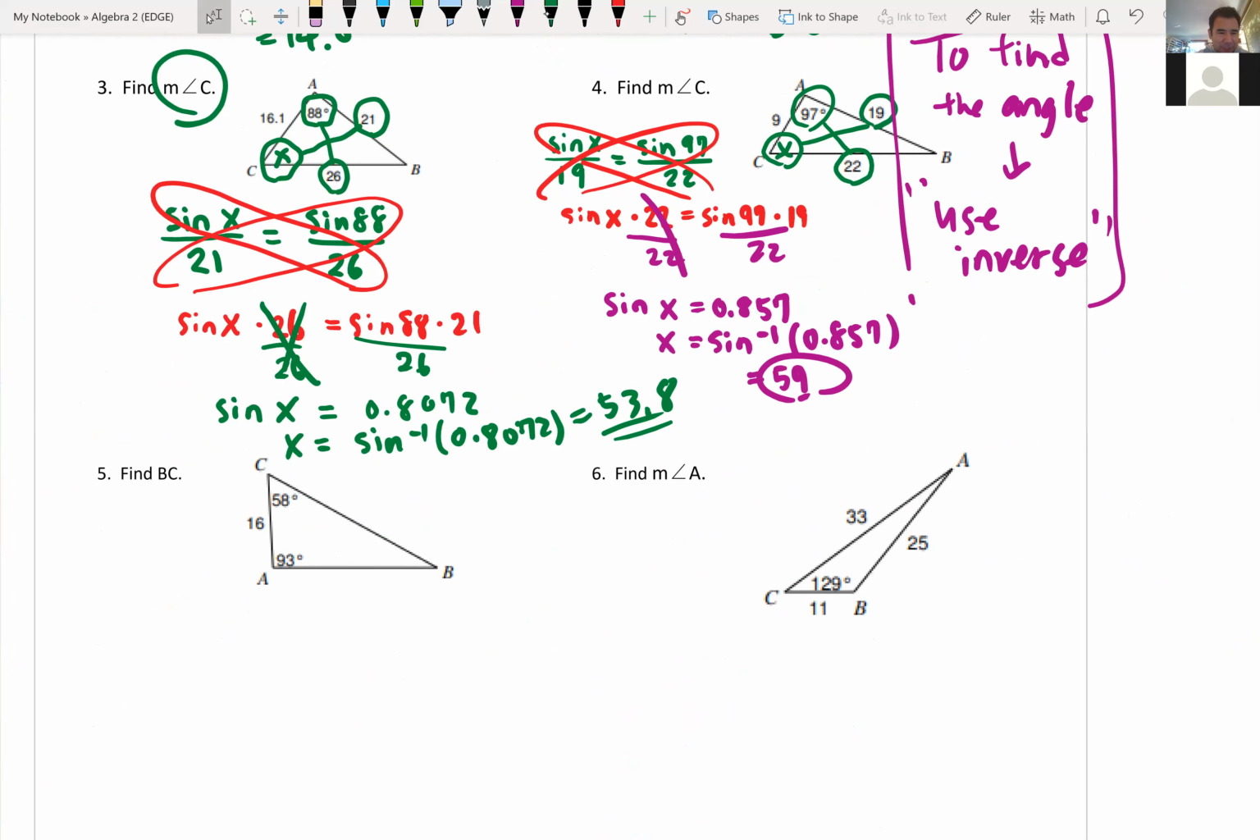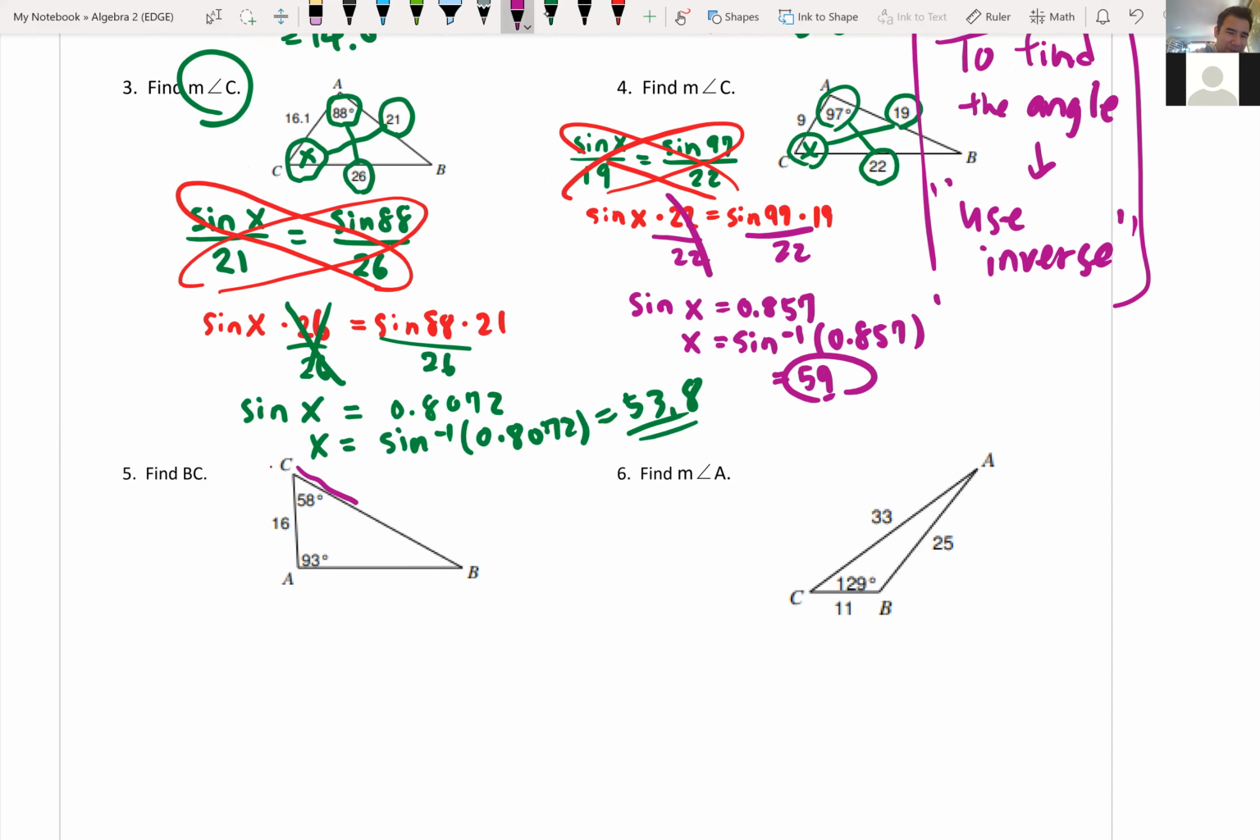Okay, so we need to have 2. Well, first of all, what are we trying to figure out? We want to find BC. Where is that? BC means it's the side of a triangle. BC, it's right here. So that X is that, okay? It's not an angle, it's the side, okay? Now, do we have 2 pairs? Definitely we do have 1 pair, right? That's 1 pair.